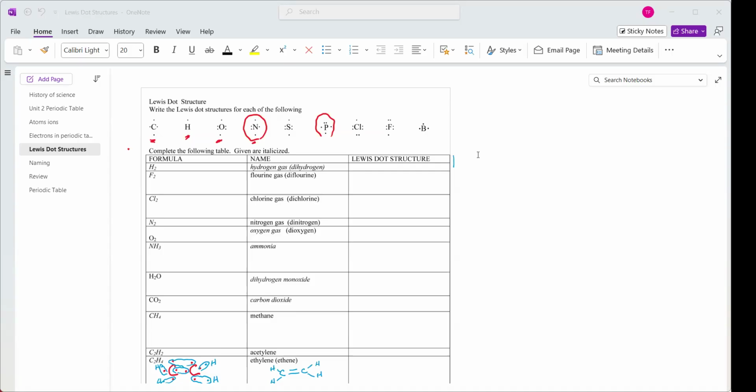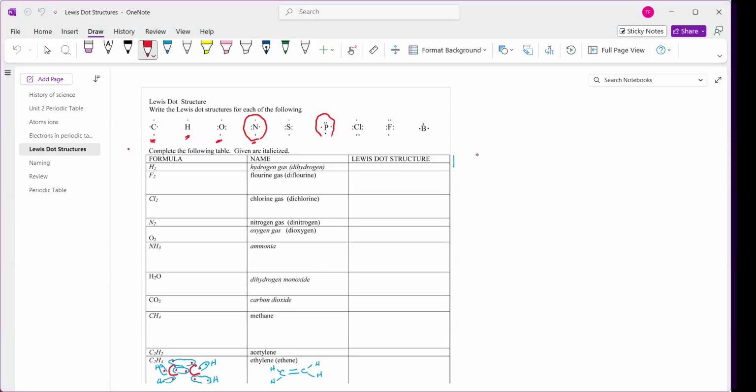180-ish years ago, there's a guy named Lewis. Dr. Lewis decided to take something like that formula and make it into some kind of a structure. Now, the purpose of the structure is to give some idea, because once we know the structure, we can then kind of connote some chemical characteristics of it.